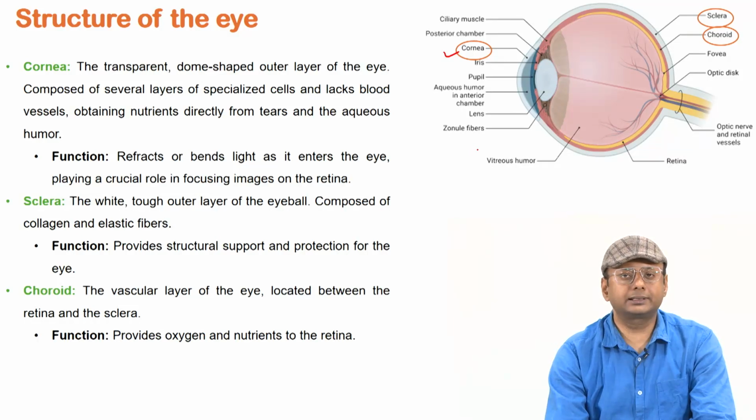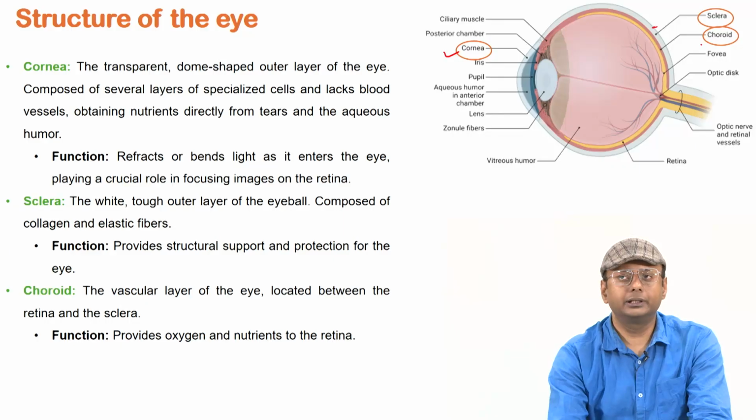Then the sclera, you can see this part which is the sclera. This is the white tough layer, mostly collagen and elastic fiber, and it provides structure and protection. This is the function of the sclera. So this is a collagen layer, mostly there to provide structural support.